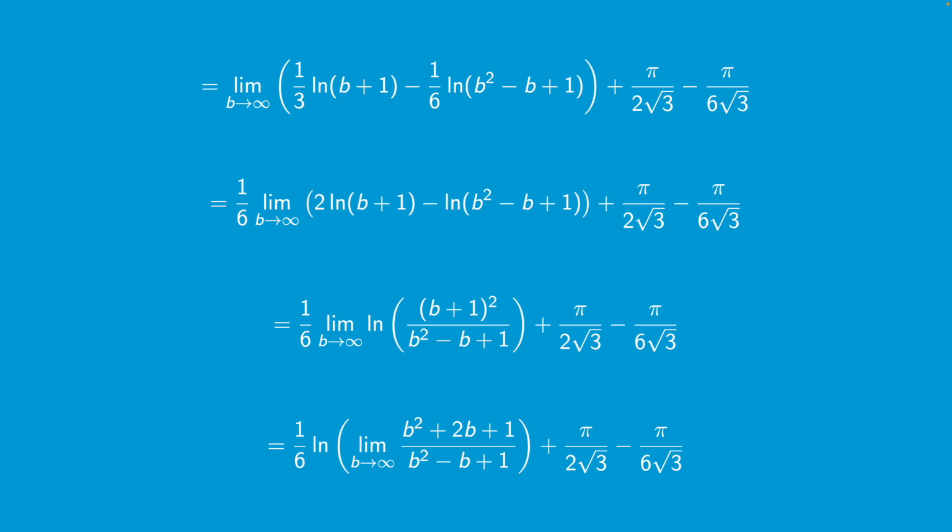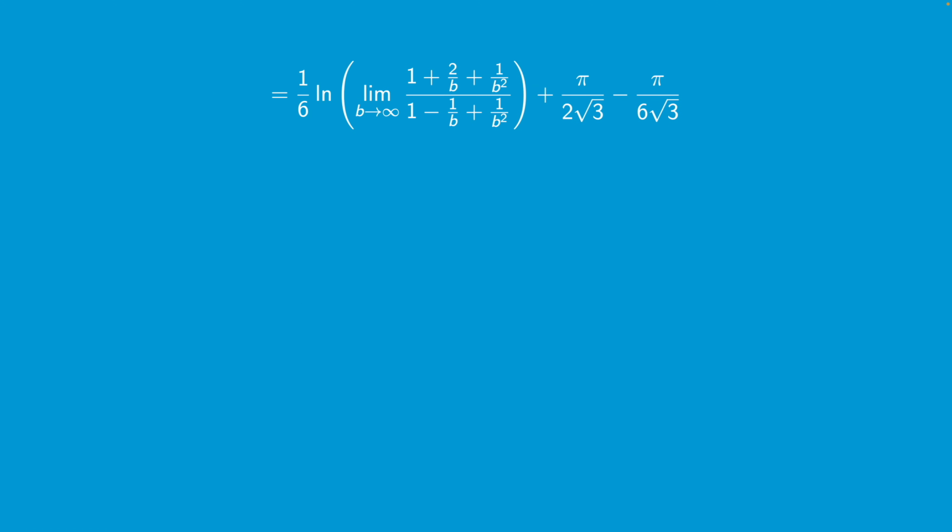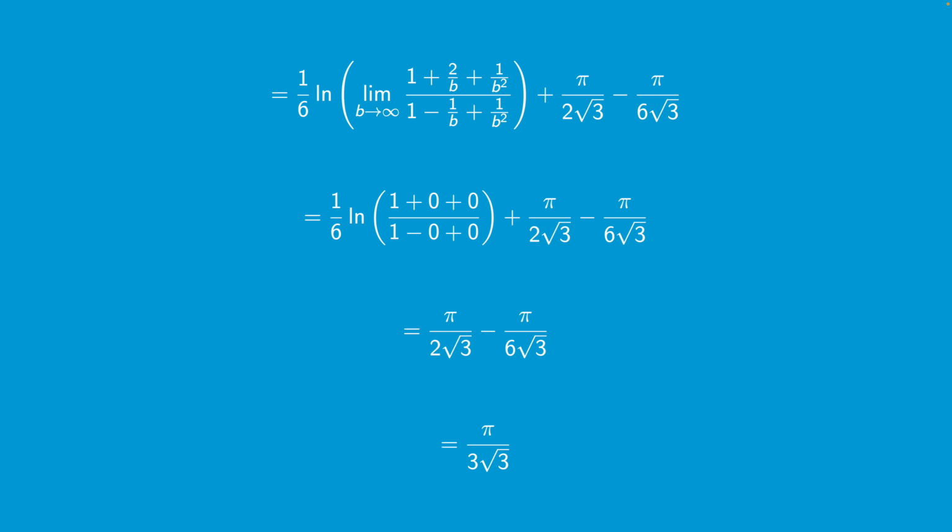Now we can divide the top and the bottom by b squared. And so we get zeros for our non-b squared terms. And then ln 1 is obviously 0. So we drop that mess now, and then we evaluate, and yeah, we're done.